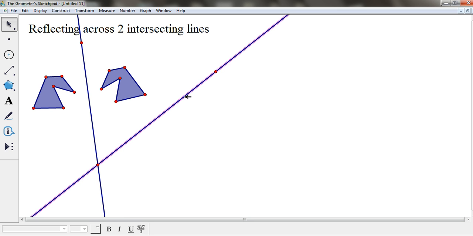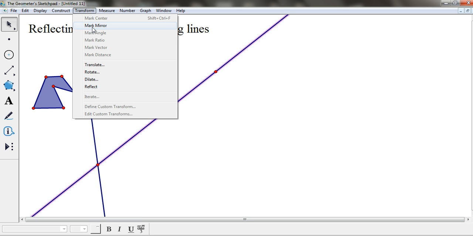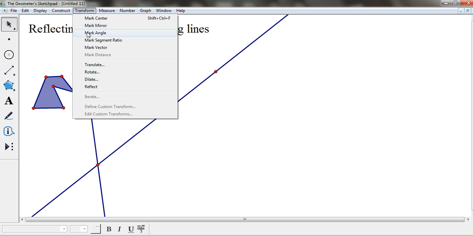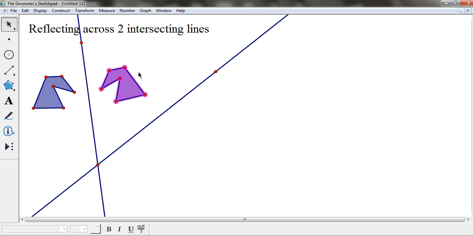Now I'm going to the other line that intersects my first line, and I'm marking that as a mirror, which is my line of reflection. It's just a different way of saying it. And I'm going to take my figure. This is the result figure, the one that's the image, not the original. We're taking the result of that first reflection, and now we're going to reflect it. And here we are. So this is what I get.